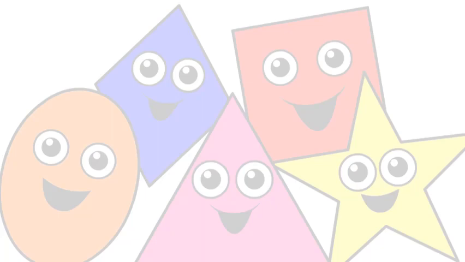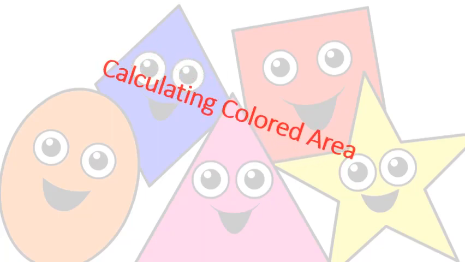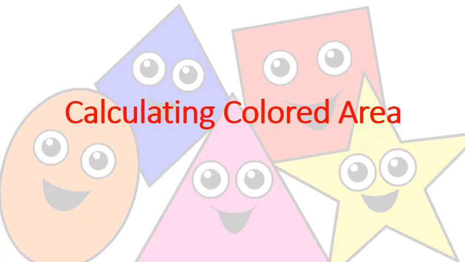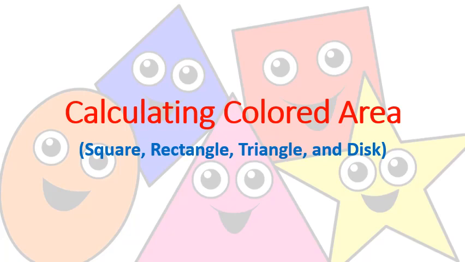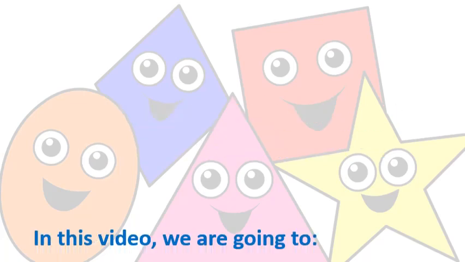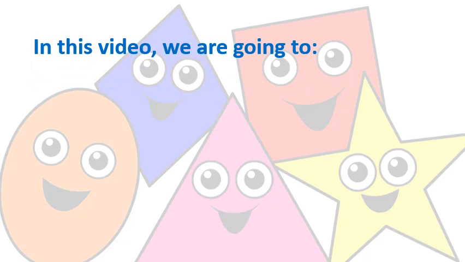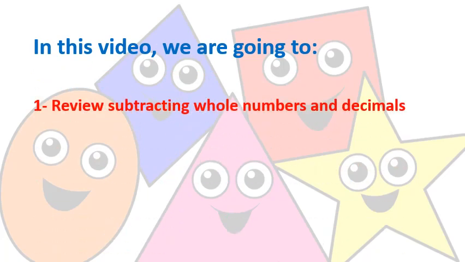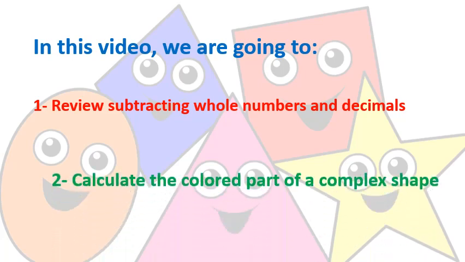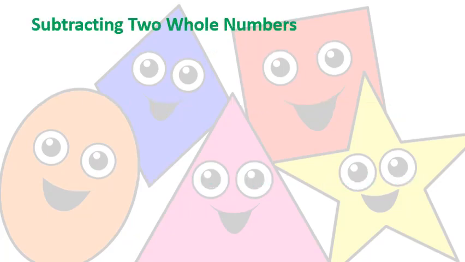Hello grade 5. In this video we're going to learn calculating colored area. So in this video we have the area of a square, rectangle, triangle and disc. We're going to review subtracting whole numbers and decimals, and we're going to learn how to calculate the colored part of a complex shape. So let's begin by reviewing subtracting two whole numbers.